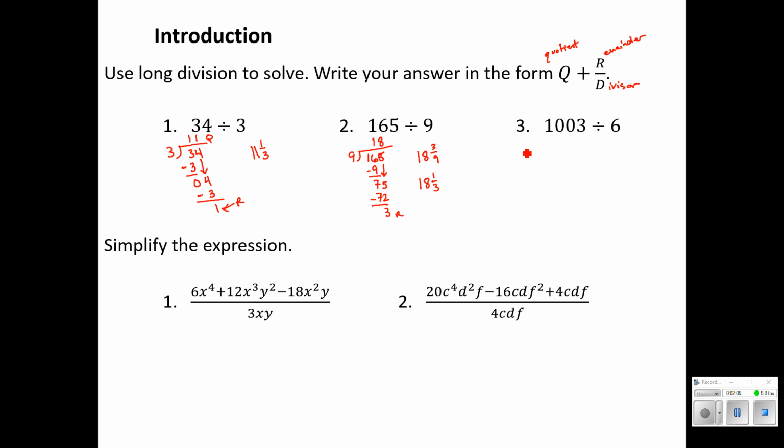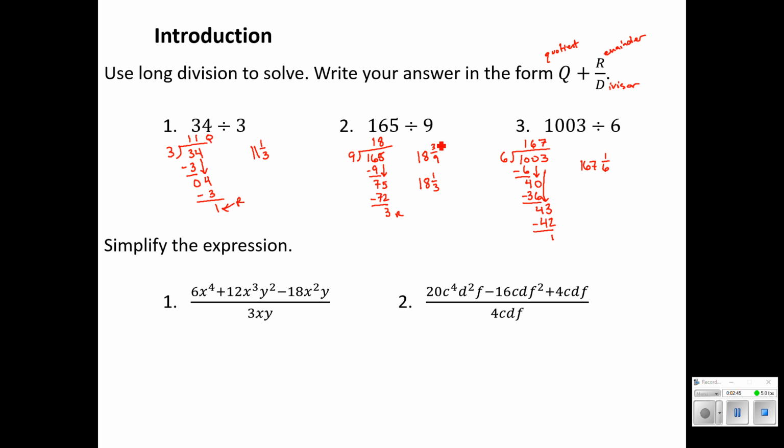Okay, number 3, just to get more of a feel for these placeholders, we've got 1003 divided by 6. 6 goes into 1? No, can't do that. 6 goes into 10 one time. 1 times 6 is 6. Take the difference and drop down the next digit. 6 goes into 40 6 times. 6 times 6 is 36. Drop down the next in line, 43. 6 goes into 43 7 times. And we get a remainder of 1. 167 1/6.